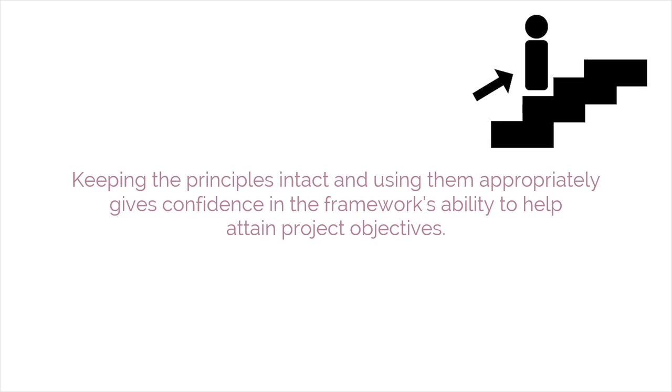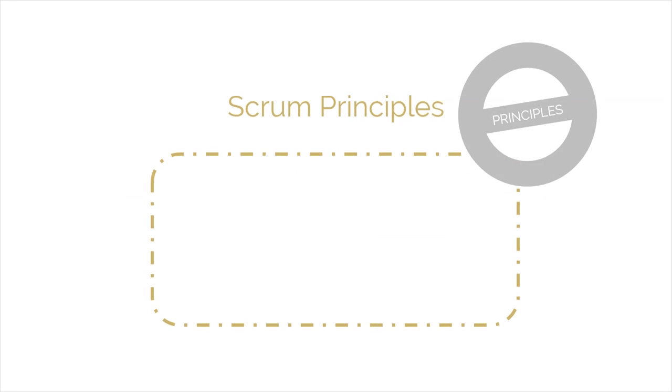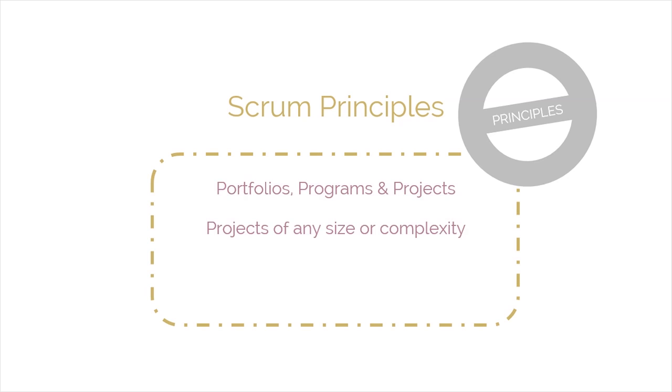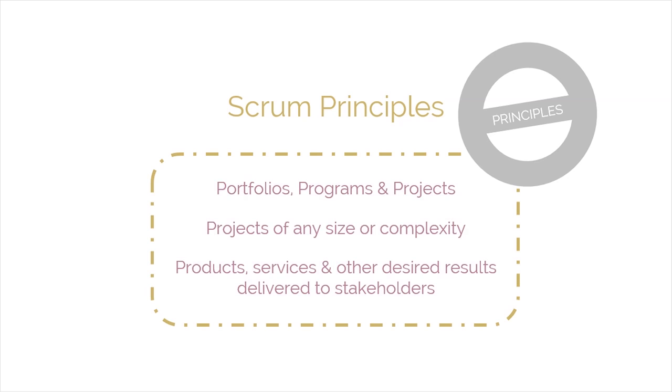Keeping the principles intact and using them appropriately gives those using Scrum confidence in the framework's ability to help them attain their project's objectives. The principles are considered the core guidelines for applying the Scrum framework. According to the definition in the SBOK Guide, the principles are applicable to portfolios, programs, and projects in any industry, projects of any size or complexity, products, services, and any other desired results to be delivered to stakeholders.